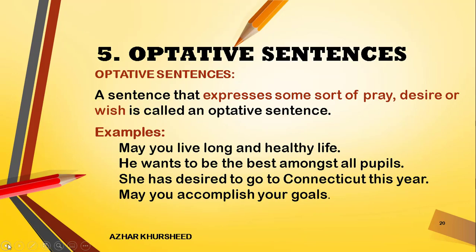Then comes the very last thing. The fifth kind of sentence, according to nature, is optative sentences. Optative sentences are sentences that express some sort of praise, desire, or wish. Examples: May you live long and healthy life. He wants to be the best amongst all pupils, and he has desire to go to Connecticut this year. May you accomplish your goals.